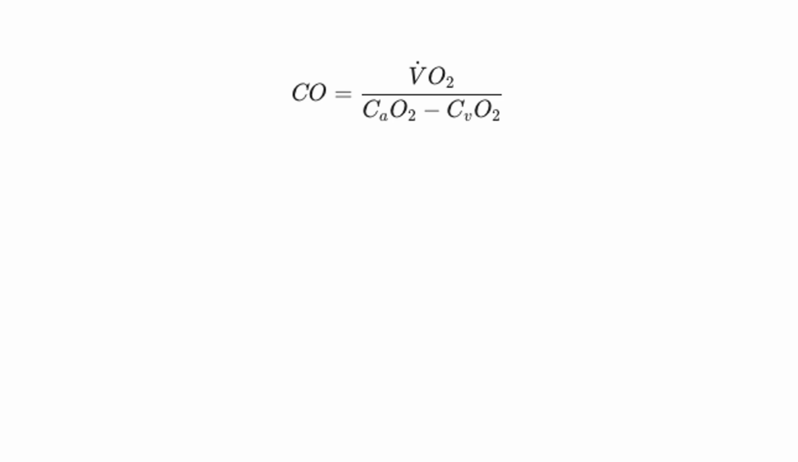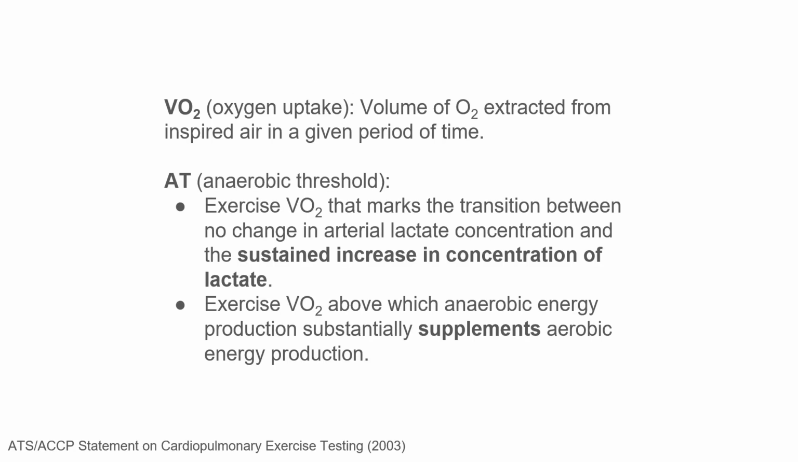Here we have the Fick equation, which is your cardiac output is your VO2 divided by your arteriovenous difference, and your arteriovenous difference is your arterial oxygen content minus your venous oxygen content. And when we rearrange that, we can come up with the equation for our VO2, which is cardiac output multiplied by the arteriovenous difference. To recap, your VO2 is your oxygen uptake. It's the volume of oxygen that you've extracted from the inspired air in a given period of time.